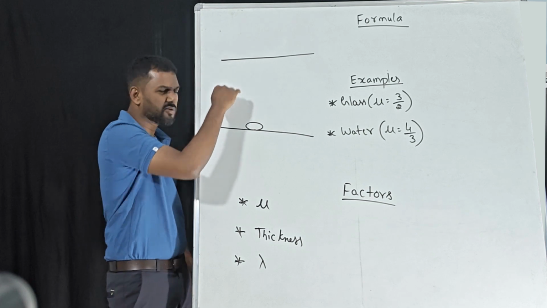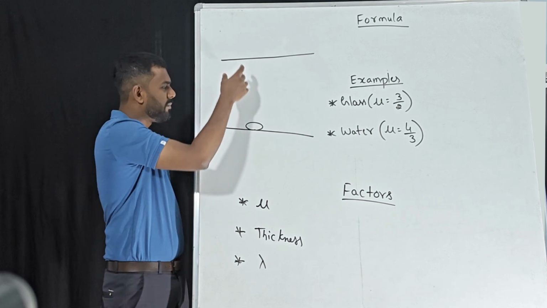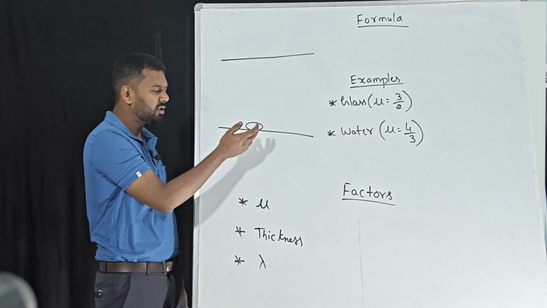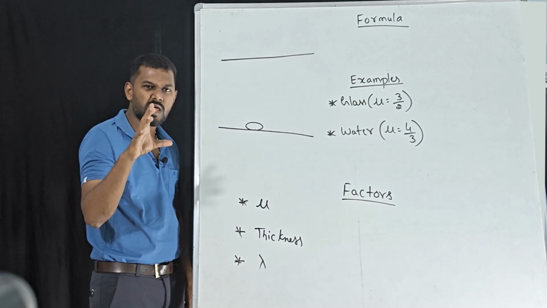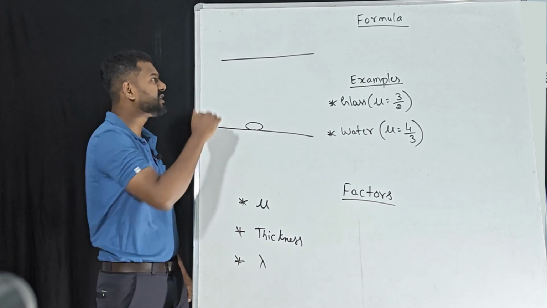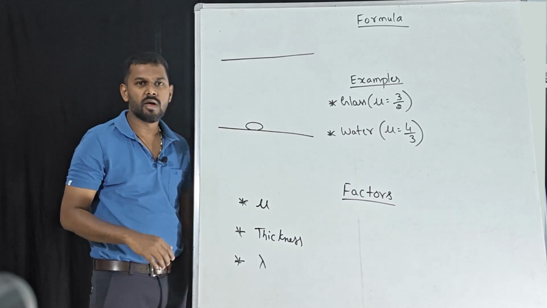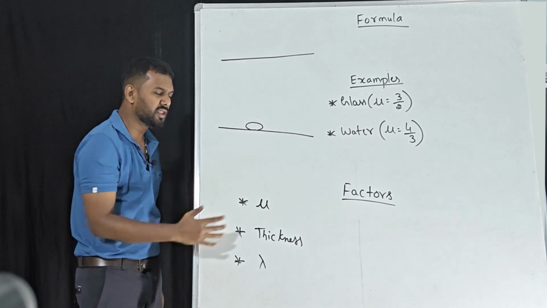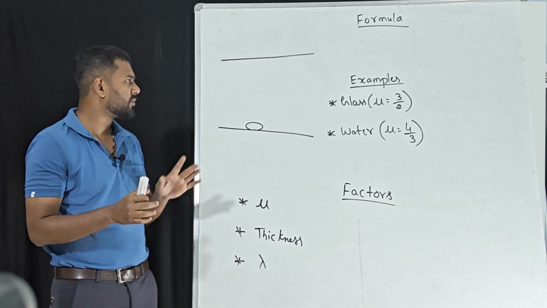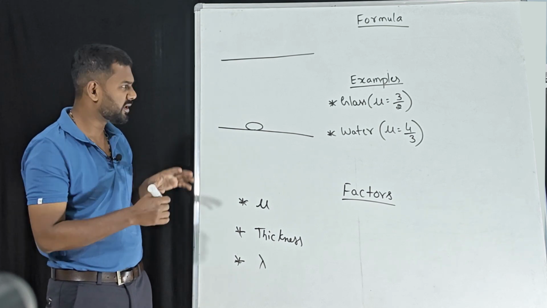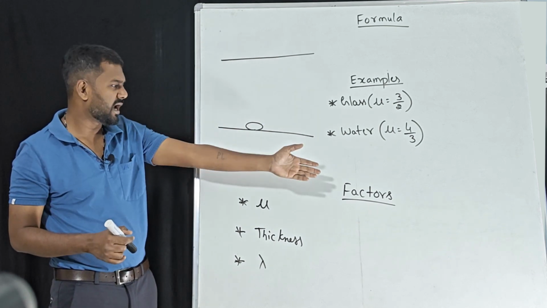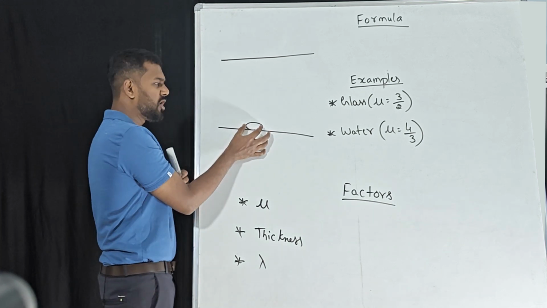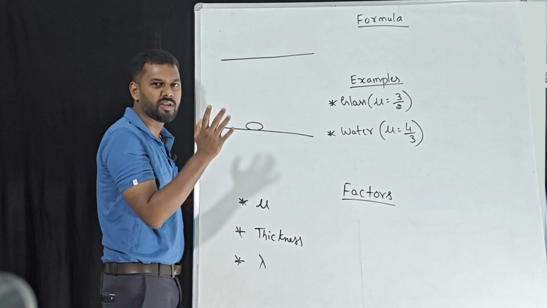The thickness of the aquarium, or if the object is below the glass slab, the thickness of the glass slab appears to be less when it is viewed from the rarer medium. That is because of refraction of light. That is what we are going to learn in this concept. First we'll understand the concept here, then a few examples and what the factors are. Now listen, assume this is the object which is kept inside an aquarium.